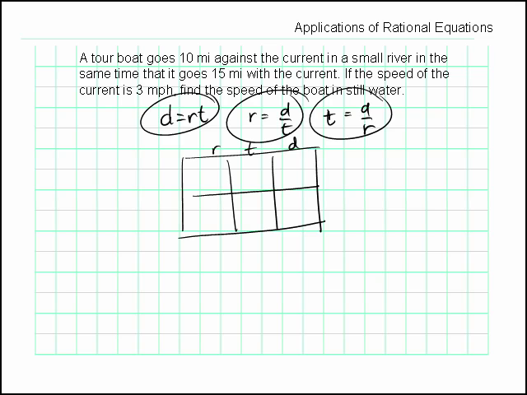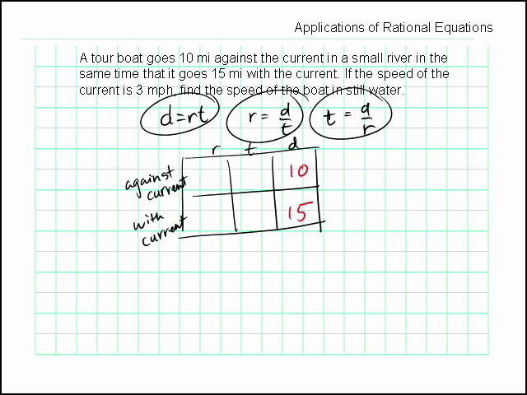Now, our problem says a tour boat goes 10 miles against the current in a small river in the same time that it goes 15 miles with the current. So we've got against the current and with the current. Against the current, the boat goes 10 miles, so I already know the distance is 10 there. 15 miles with the current, so with the current, distance is 15. So we've got that filled in already.